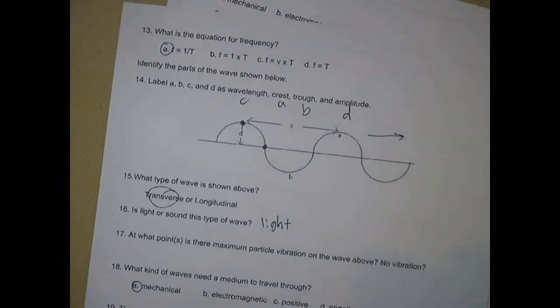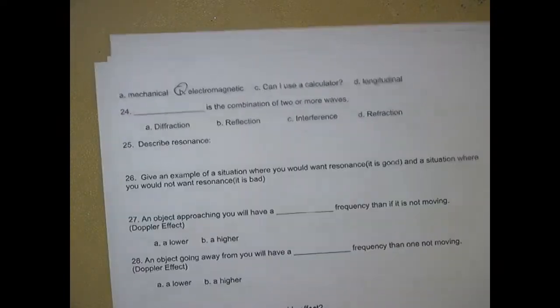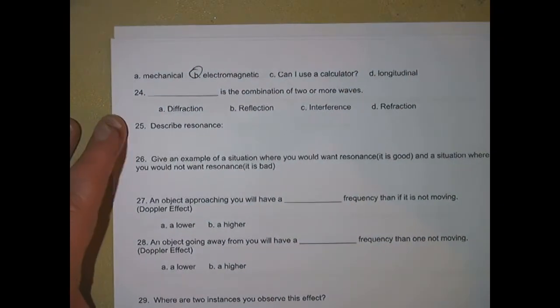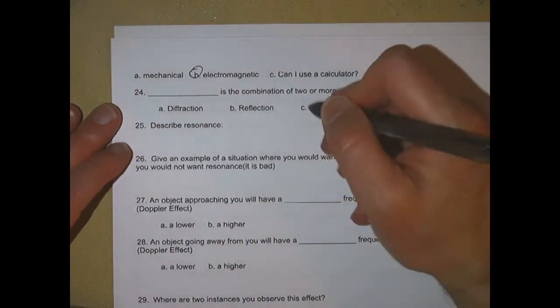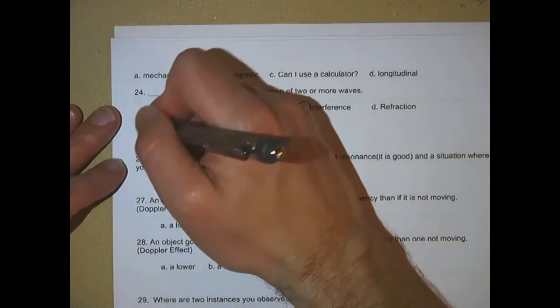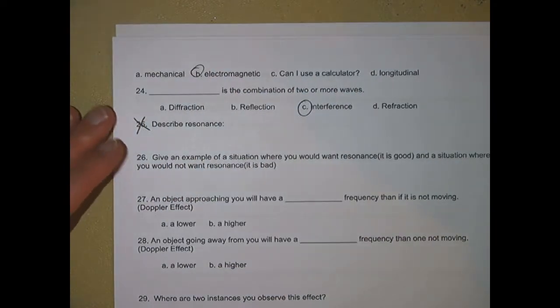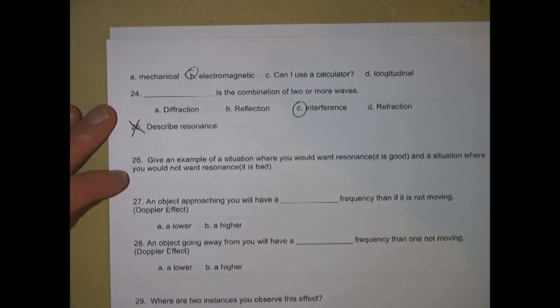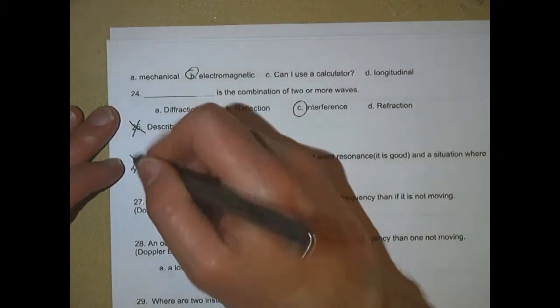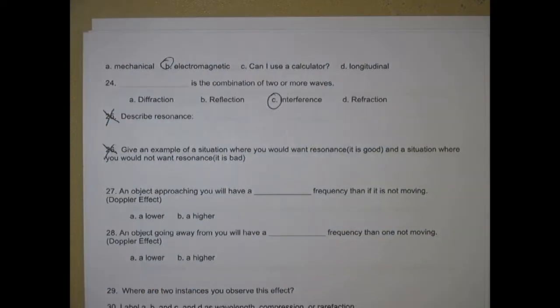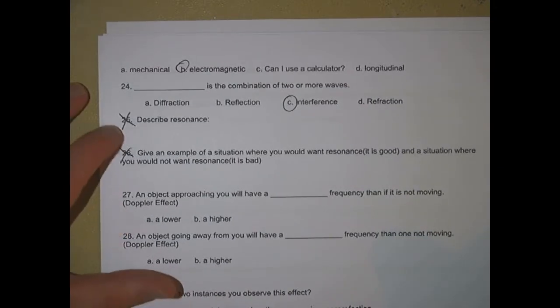I missed something? Oh, light is what kind of wave? Got it. Electromagnetic, B. Blank is the combination of two or more waves. We call that interference. We don't need to worry about 25, sorry. Give an example of a situation where you want resonance. We don't want 26 either. I think I'm doing the wrong thing. Okay, sorry. We don't want to do number 25 or 26.